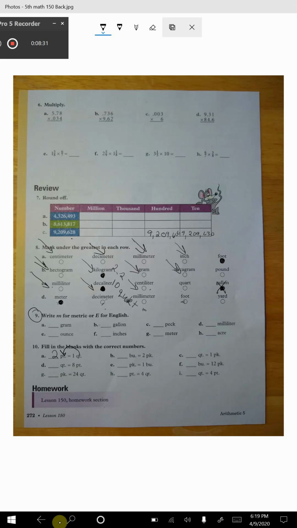I know I like to go down. I don't know why I like to go down, but I'm going to keep going down because I like doing columns for some reason. All right, 8 pints is how many quarts? Pints to quarts, smaller to larger. So you divide. So how many pints does it take to make a quart? Good. Takes 2. So it's 8 divided by 2.